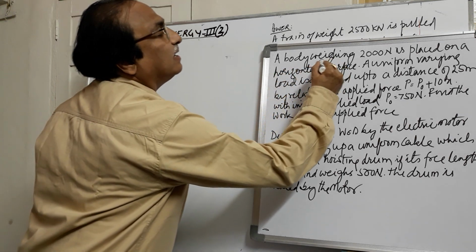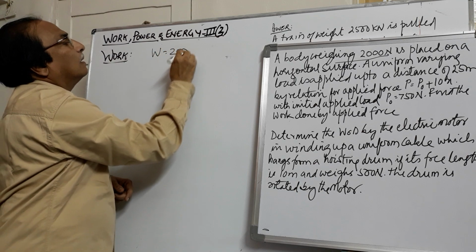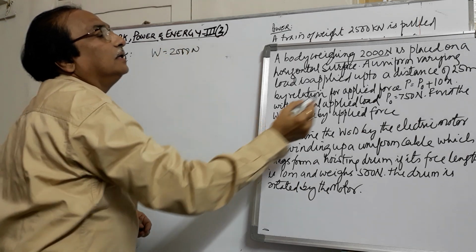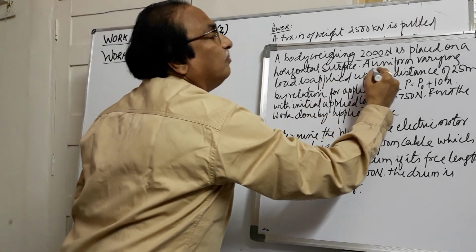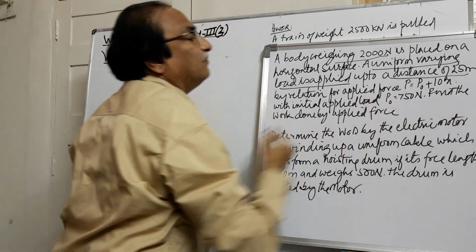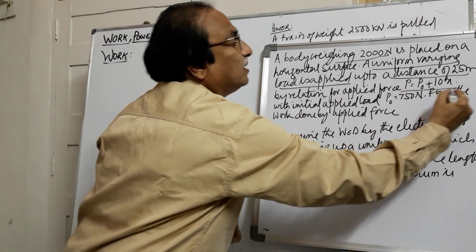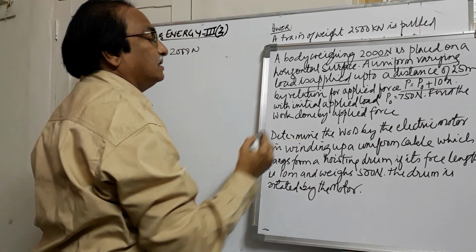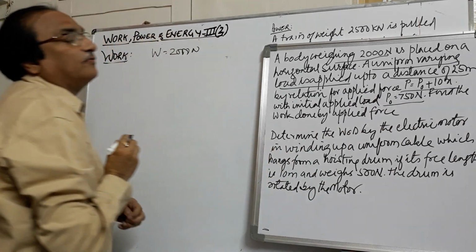A body weighing 2000 Newton is placed on a horizontal surface. A uniformly varying load is applied up to a distance of 25 meters, by the relation of the applied force P is equal to P naught plus 10x, with the initial applied load P naught equal to 750 Newton.